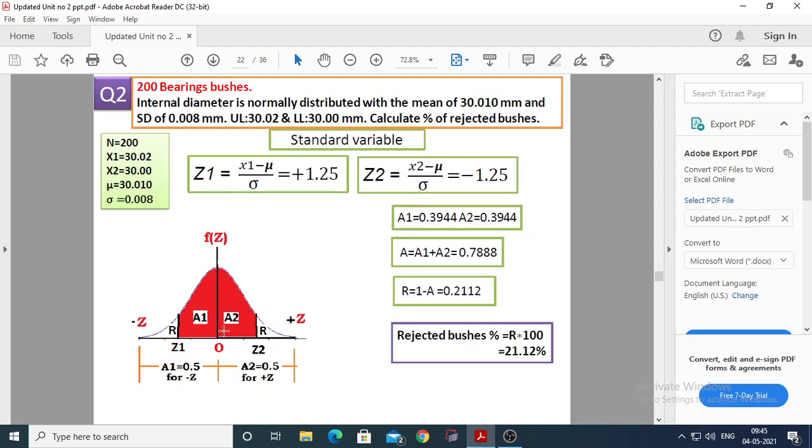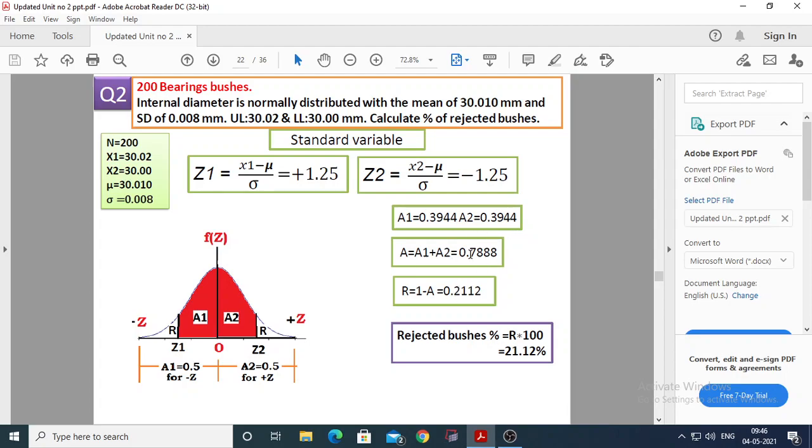Then how to calculate the rejected bushes? First we want to calculate the total area. How to calculate the total area? Capital A is equal to area 1 plus area 2. You will get the total accepted area. A is equal to A1 plus A2, and if you make the summation of these two, you will get 0.7888.